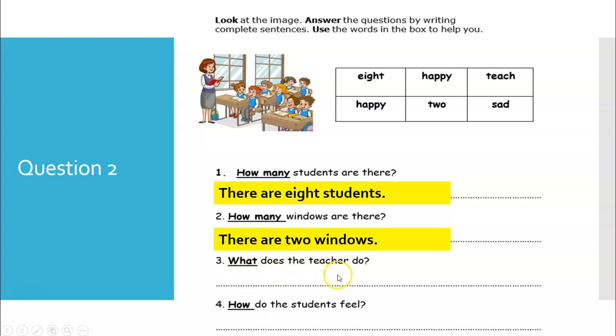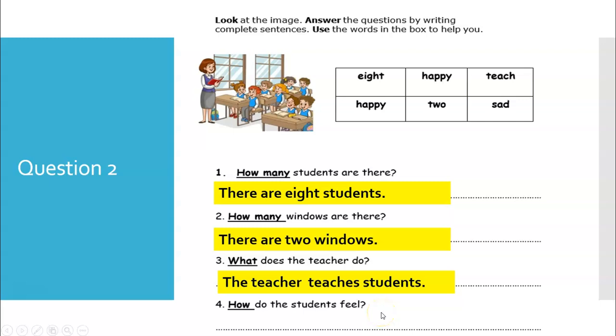3. What does the teacher do? Again, I can see the teacher in the picture. So the teacher teaches students. So I am using the word teacher here. I'm using the verb teach, but I should put es because the teacher means she. And of course, students.